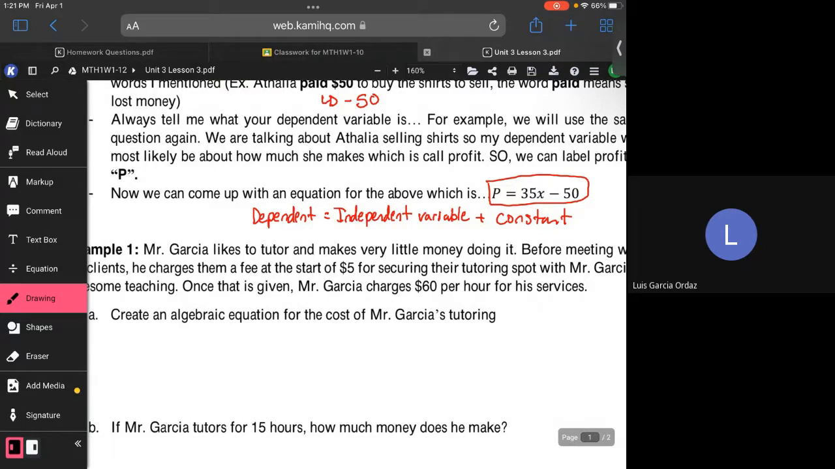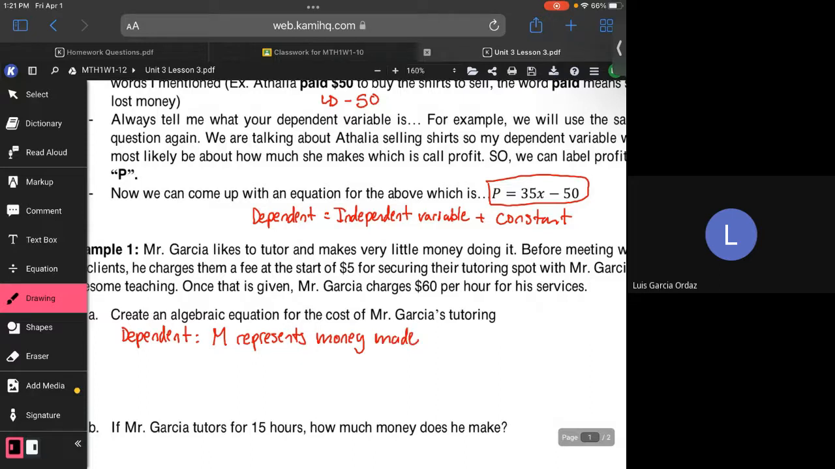Okay. So now we want to create an algebraic equation for the cost of my tutoring. So what are you guys going to use for my dependent variable? What variable do you guys want to use for the dependent variable? Remember, we're talking about how much money I'm making. M, sure. So M represents money made. Your dependent variable is always going to be an uppercase letter. So in this case, it's M.